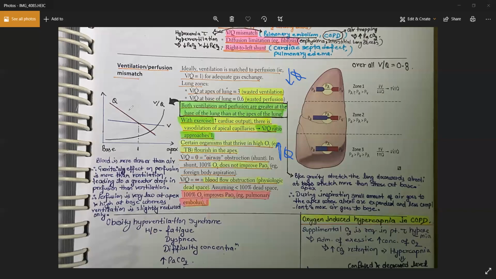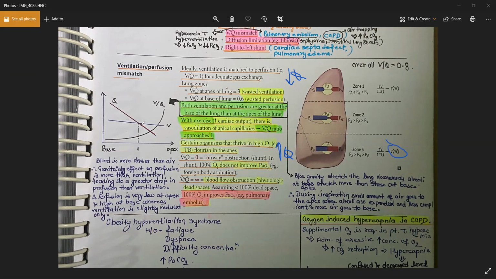Sorry, we're talking about the base here, not the apex. At the base, the air is there and the ventilation is there. Both the ventilation as well as the perfusion are higher at the base, because going from base to the apex, they both are decreasing. So they both are highest in the base. But the perfusion is more than the ventilation. So if I do a VQ ratio, the ventilation is much lower than the perfusion. So I will have a very low VQ at the base. This is the scenario of the base: you will have a very low VQ ratio.